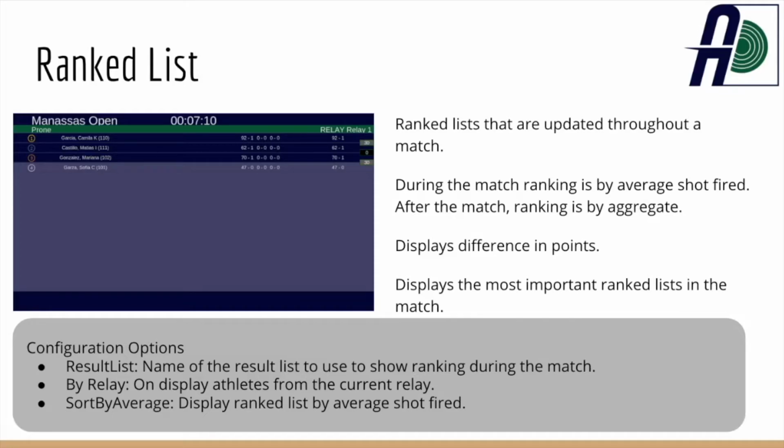So again, that's the out-of-the-box experience. For those interested in configuring this for your own needs, you have a couple options. One, you can specify any ranked list within Orion to show on the spectator display, or multiple ranked lists for that matter. You can also have the option of only showing athletes on the current relay, or show all athletes from all relays. And of course, one of the most innovative ones is sort by average. So you can sort by average shot fired or by accumulated score. Both options are available to you.